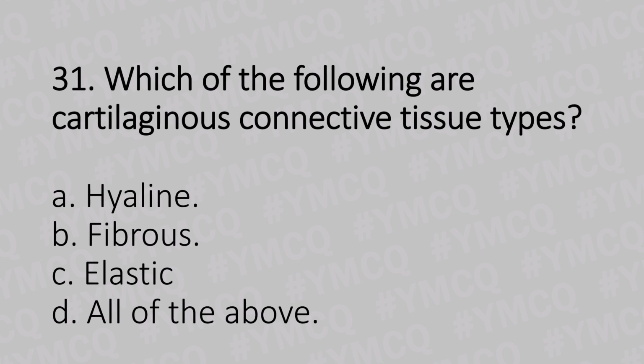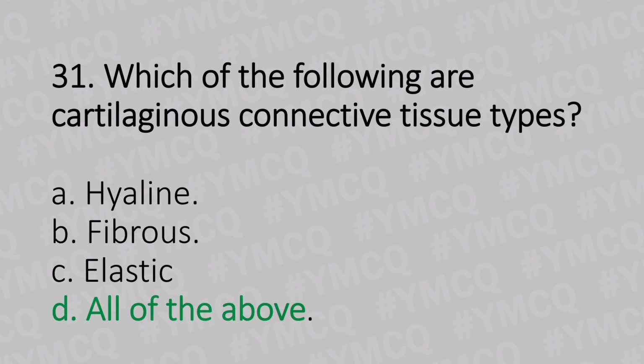Moving to our 31st question, which of the following are the cartilaginous connective tissue types? Option A, hyaline. Option B, fibrous. Option C, elastic. Option D, all of the above. And the answer is option D, all of the above.